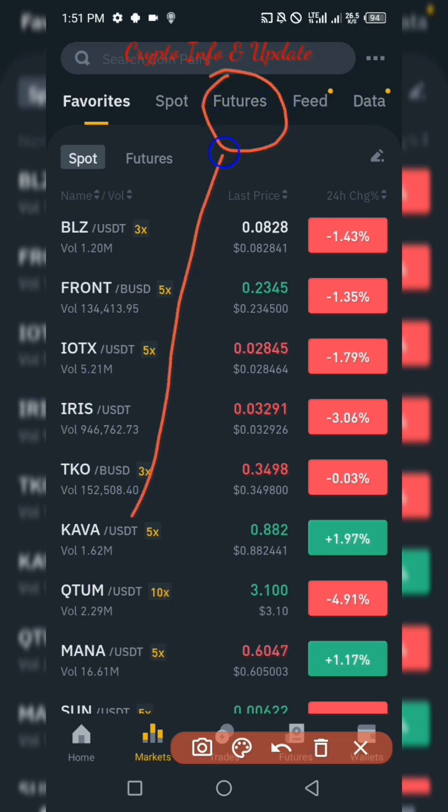Now at this point you may ask, what are we trying to do? Well, we are trying to add our trading pairs to our favorites section, so that whenever we want to do pair trading, we can easily find them. So we have to make them our favorite. That's what we're trying to do right now. So you click on futures.